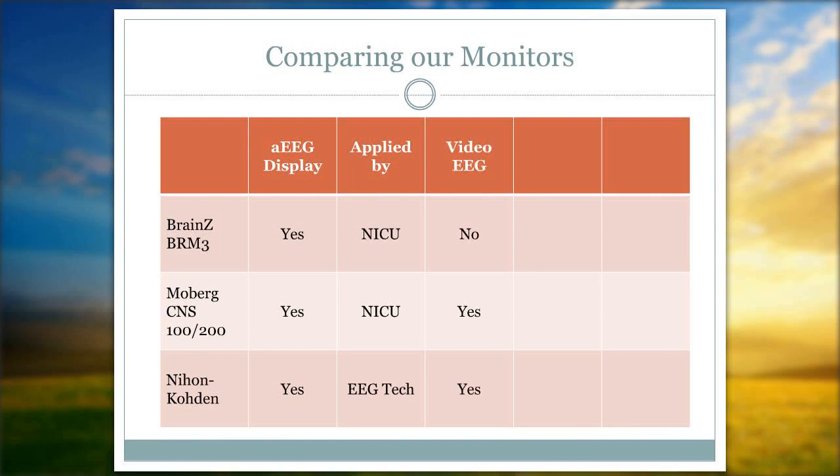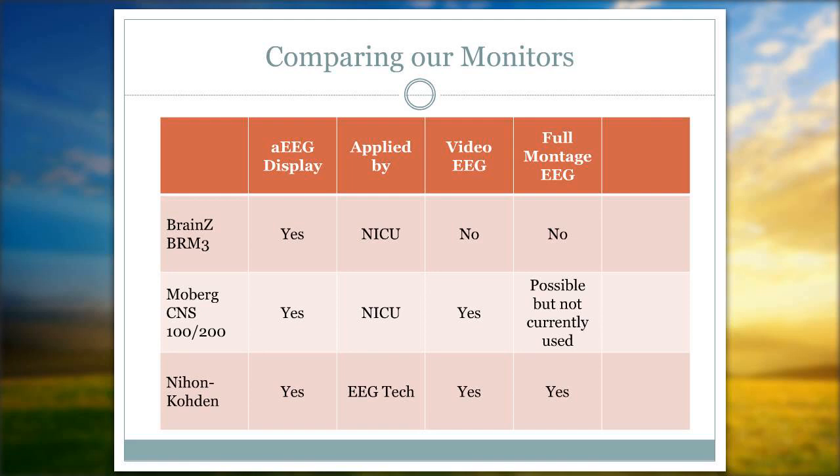Some of the monitors can do video and some can't. The Brains BRM3 cannot do video, but the Moberg and the neon codon can. The Brains is just a 2-channel aEEG device, whereas the Moberg, although we're using it only for aEEG, could be in the future used for full montage EEG. The neon codon can be both aEEG and full montage EEG.